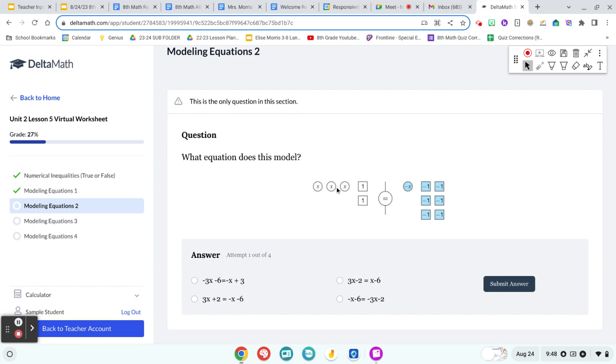So it looks like I have 3 circles that represent a positive x. So that could be represented by 3x. I have 2 boxes that are white and they are positive. So I have 2. And then there is my great divide, my equal sign. So I'm going to bring that down.